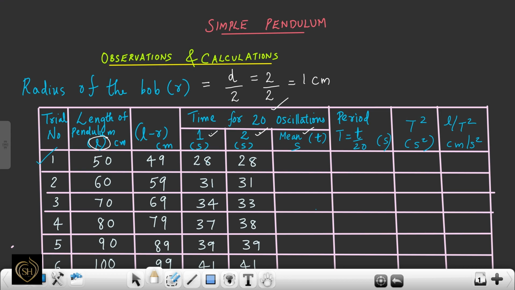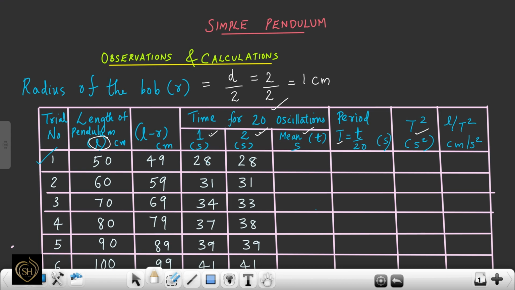Then the period, capital T, is equal to small t divided by 20. The unit of time period is second. Next is T square, that is capital T into T. The unit is second square.